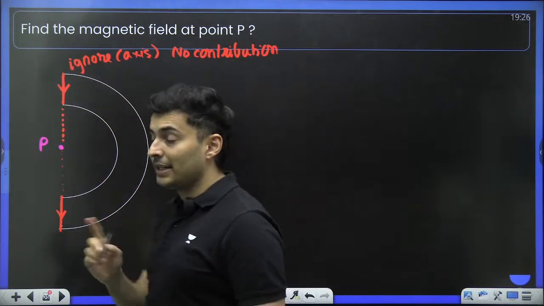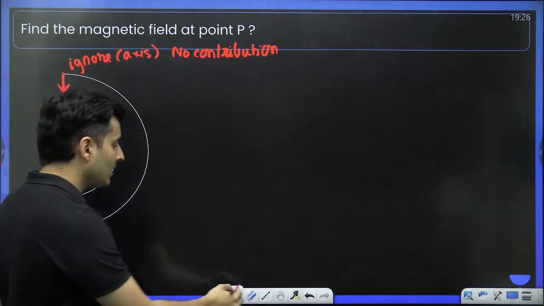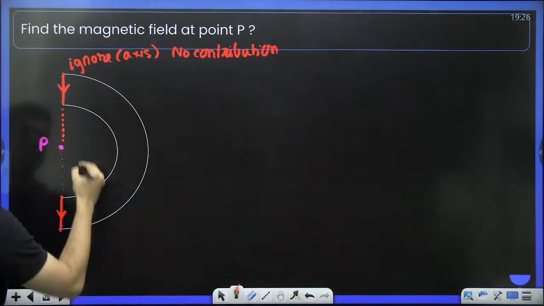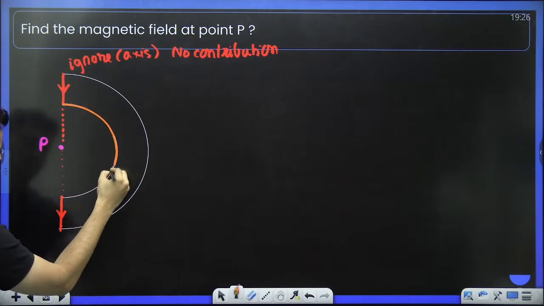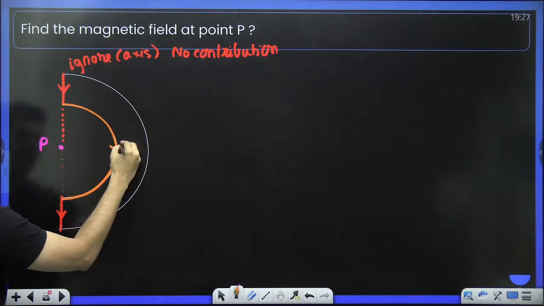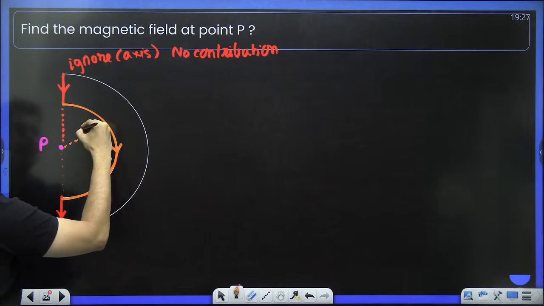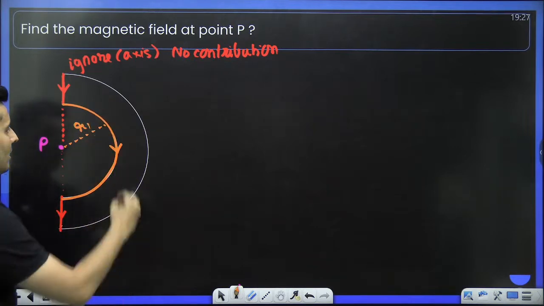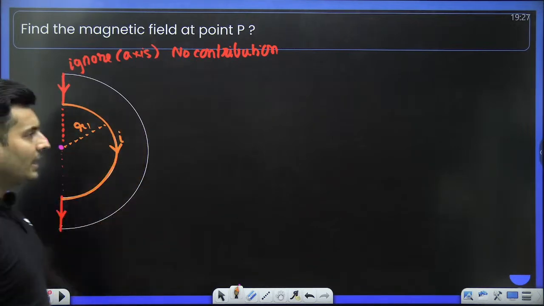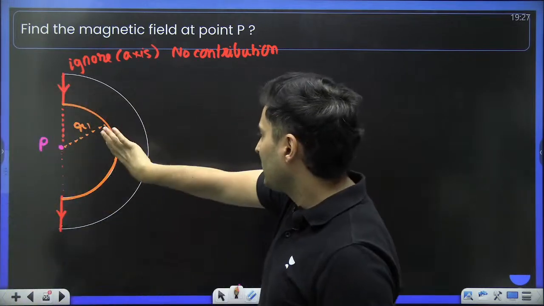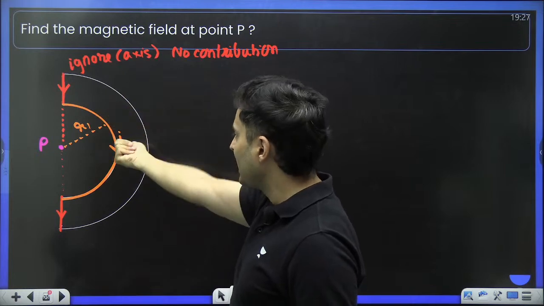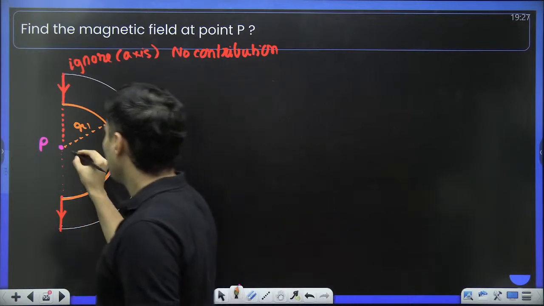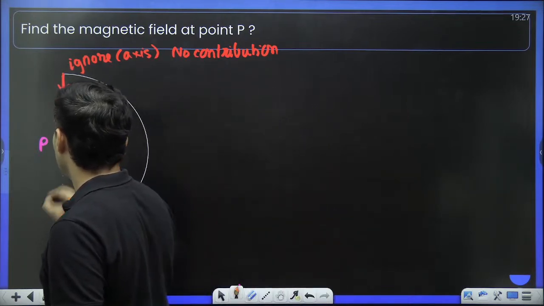But this part and that part, yes, they will give rise to magnetic fields. So let's see each one of them. Like for example, I think this one. The current is going like this. The radius, let's say, is R1. This is the current. The magnetic field due to that, check this out. The current is going like this. Turn your fingers in the clockwise direction. The thumb goes inside. So the magnetic field must be inwards like this.